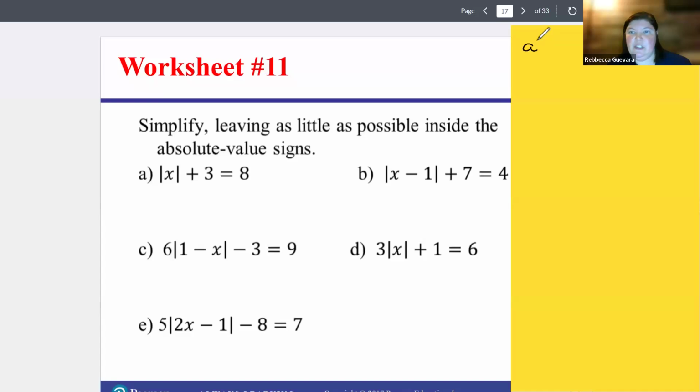All right, so we're going to start with number 1, which is just absolute value of x plus 3 equals 8. Before I can even touch that absolute value, I need to isolate it. So I'm going to subtract 3 from both sides, and I have absolute value of x equals 5. We've already done this one in an example, so that means my 2 solutions are either x is equal to -5 or x is equal to +5.